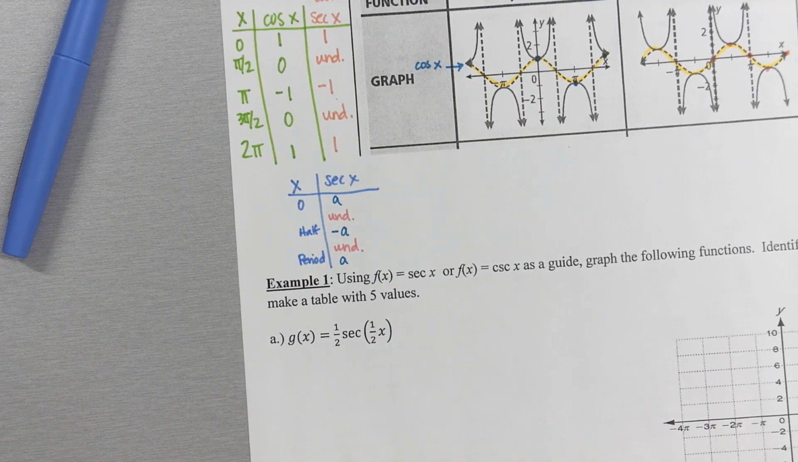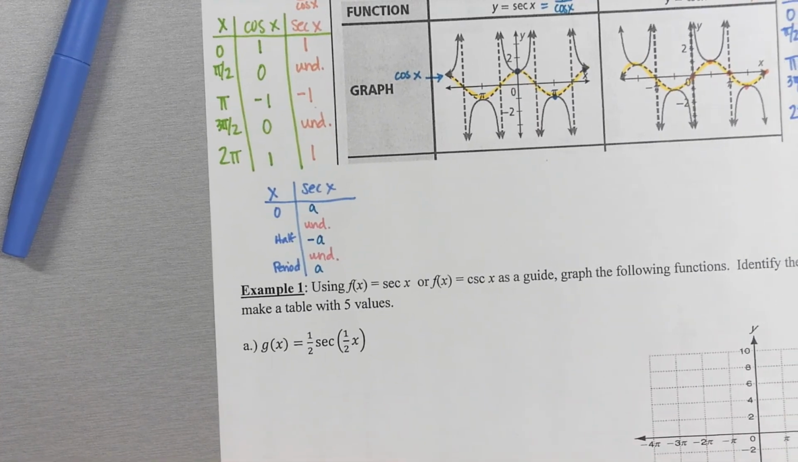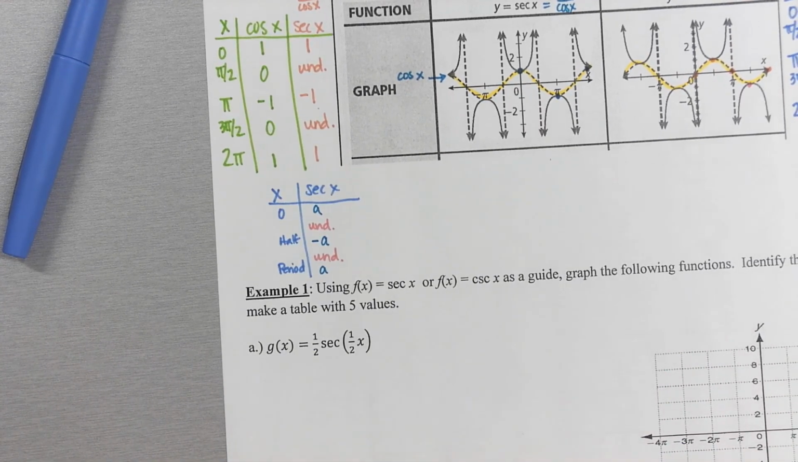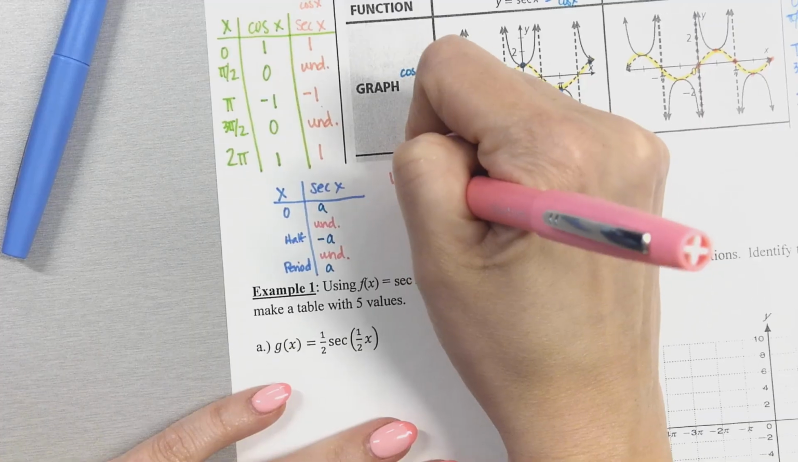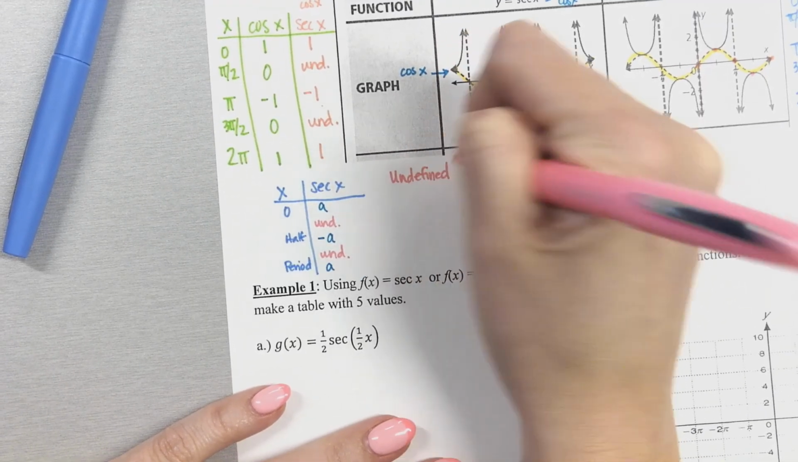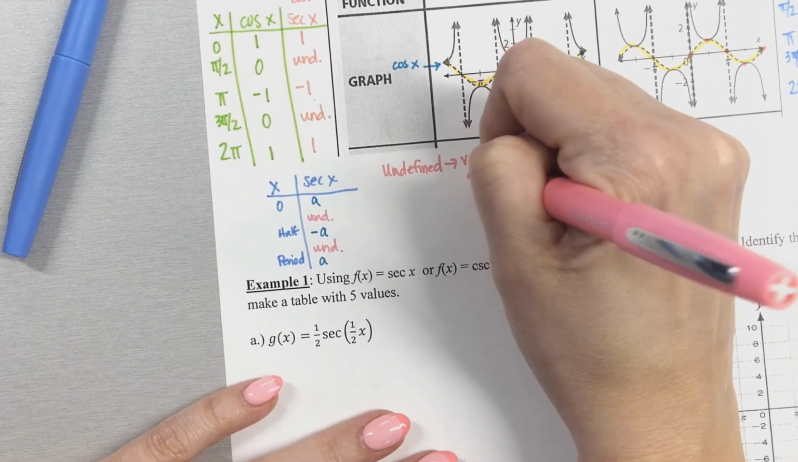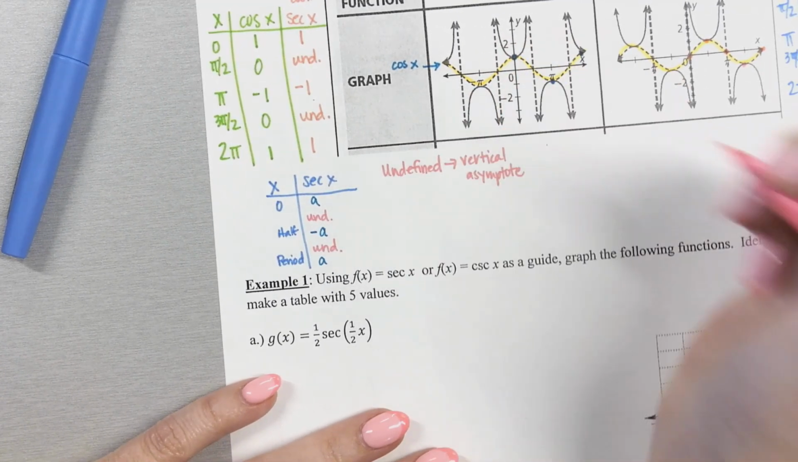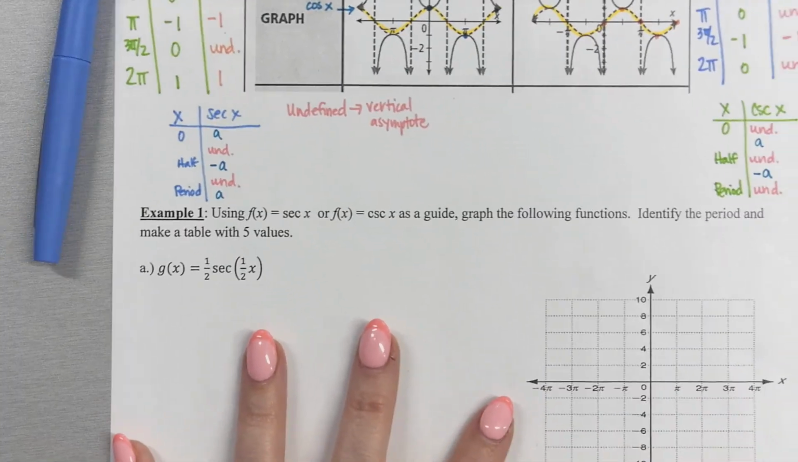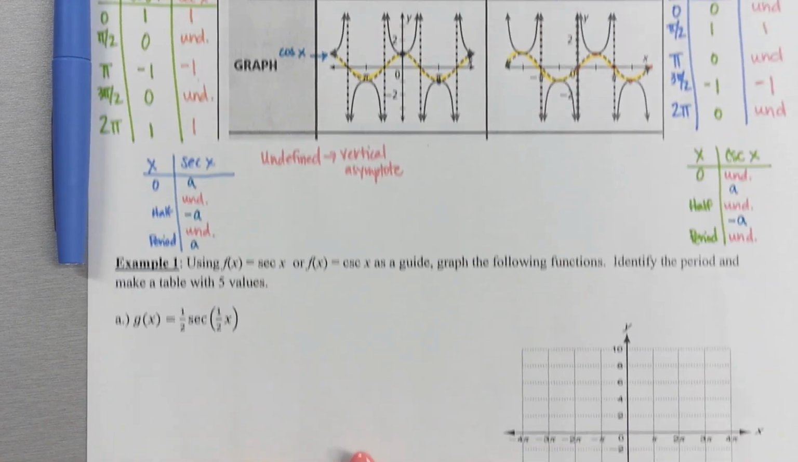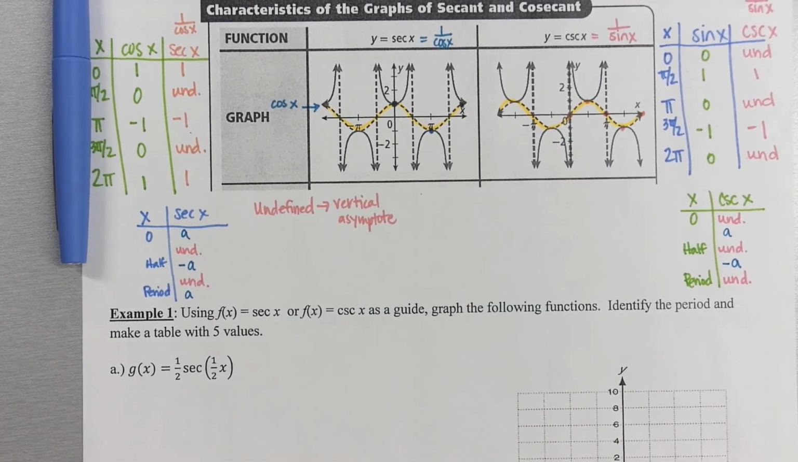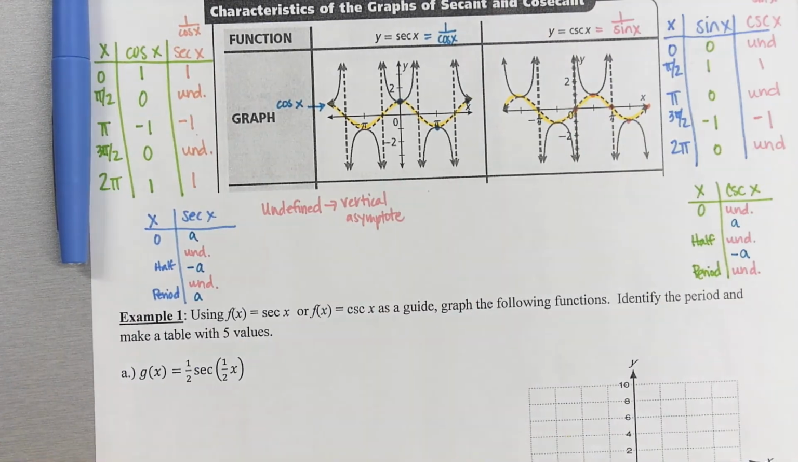Okay, so a few things that we need to know. Anytime you have something that is undefined on the graph, that is going to be a vertical asymptote. And then you are going to be writing out an equation for the asymptotes. So we're going to write that below here.